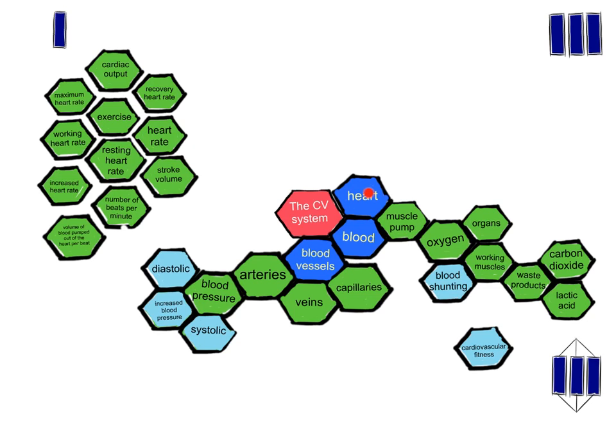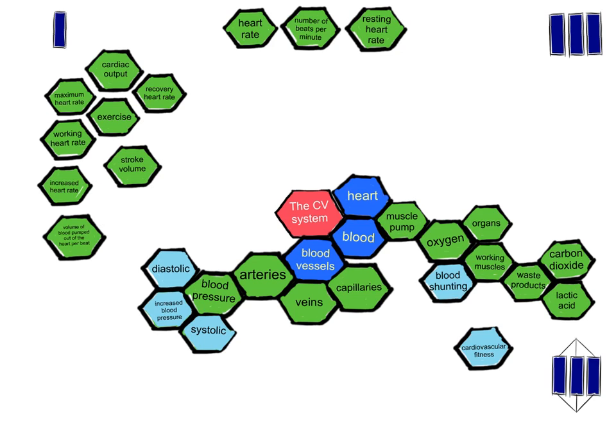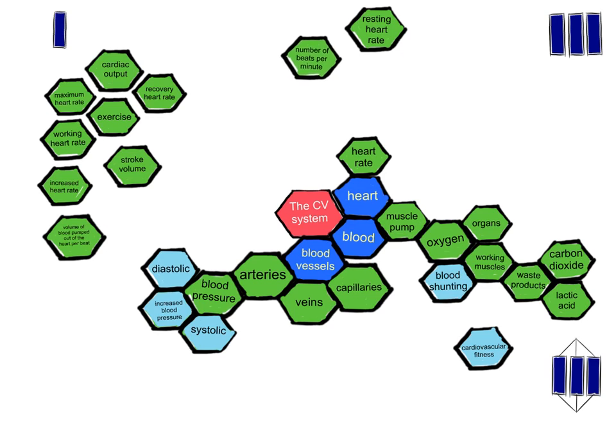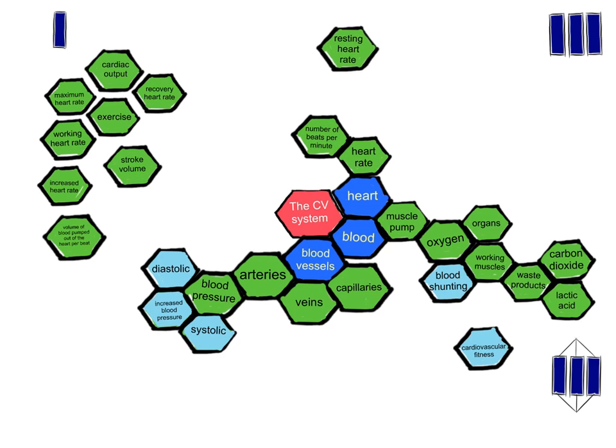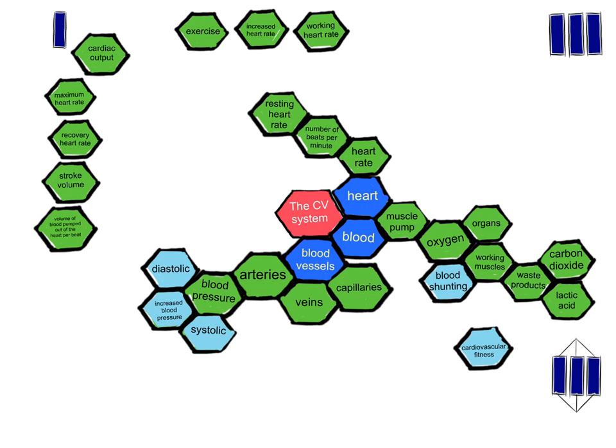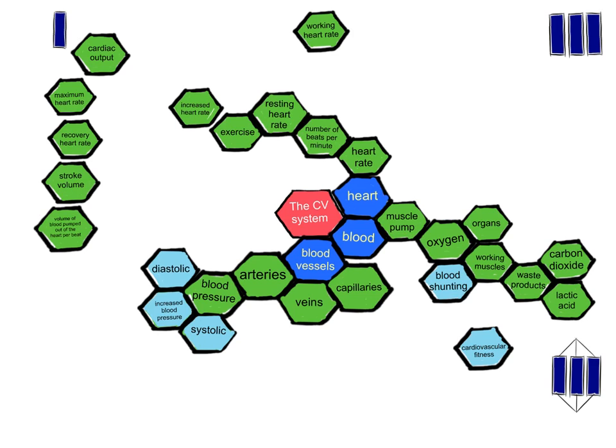Okay, so the final area we'll look at is the heart. One of the first things we probably would want to say is this notion of heart rate, which is the number of beats per minute. And there are different types of heart rates that we need to be aware of. The first of which is resting heart rate, which tends to be, in the average male adult, 72 beats per minute. With exercise, we would expect our heart rate to increase, and usually during activity we would be working at an increased heart rate, which we refer to as the working heart rate.